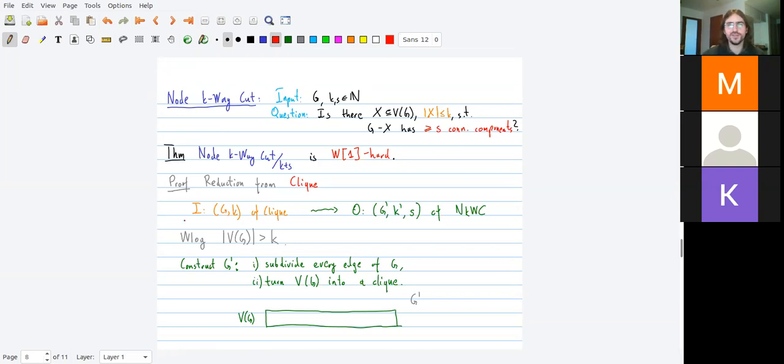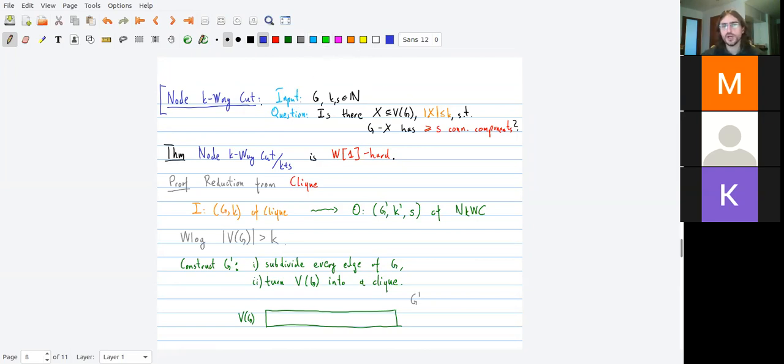3 second break, and now we proceed to the next problem that we are going to prove hardness for, which is the Node Multiway Cut. So this is the following problem. Well, essentially, I would like to give you, during the remaining half an hour, three hardness reductions for parameterized problems to show different techniques that you use for designing W[1]-hardness reductions.